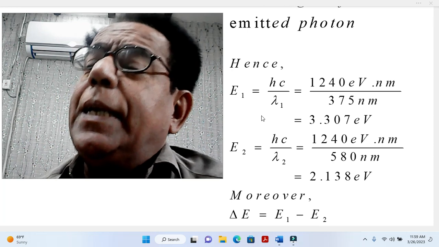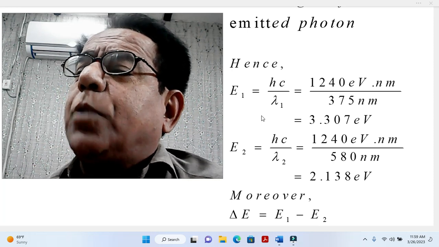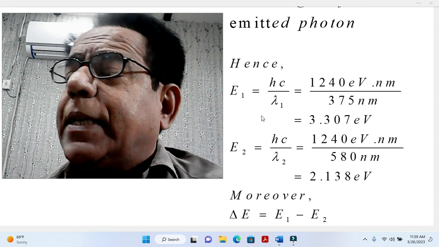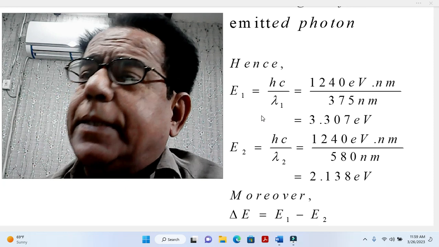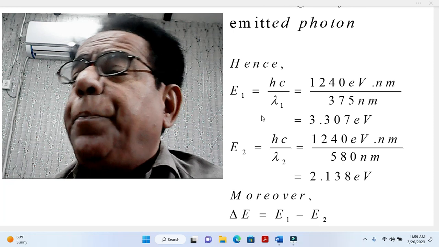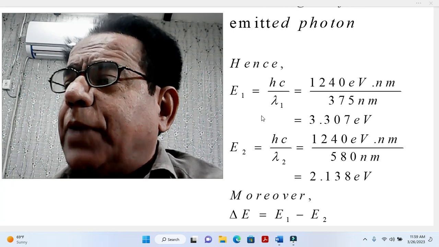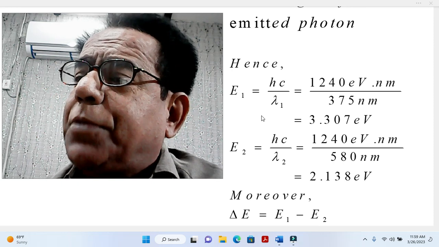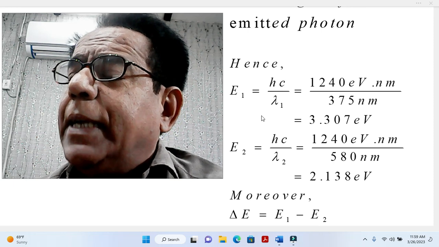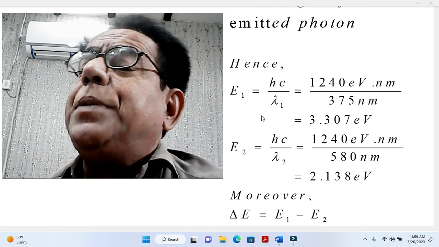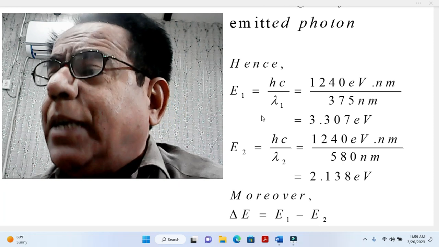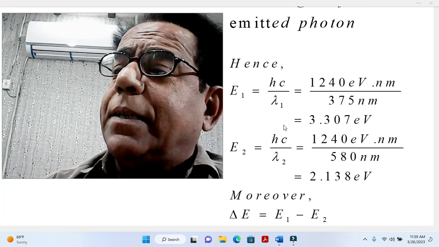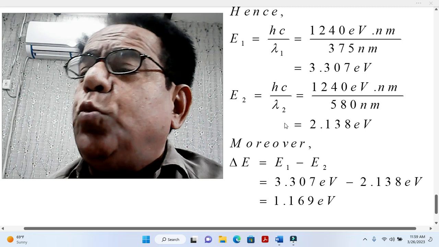Similarly, E2 is equal to HC over lambda 2. Again, in place of HC we have taken its value which is given in combined form, 1240 electron volt into nanometer divided by 580 nanometer. Nanometer will be cancelled out with nanometer and we will be left with 2.138 electron volt. Hence E1 has become equal to 3.307 electron volt, while E2 has become equal to 2.138 electron volt. Moreover, delta E equal to E1 minus E2.